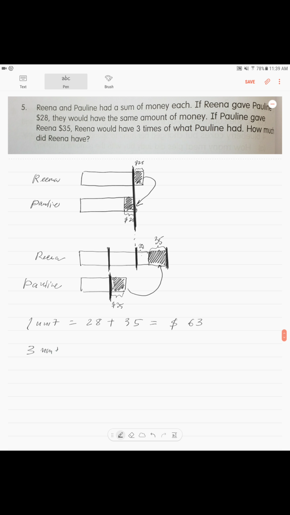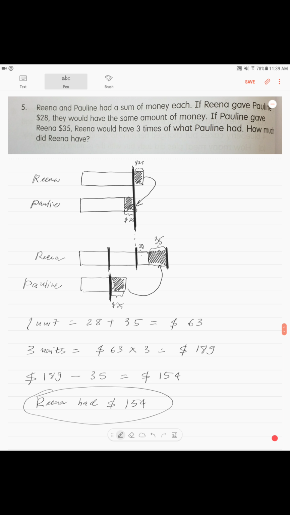So how much is 3 units? 3 units is $63 times 3, which is 189. We want to know how much money Irina had. So we remove the $35 that Pauline gave her, and we got $154. Irina had $154, and this is our answer. This is what they ask us. That's it.